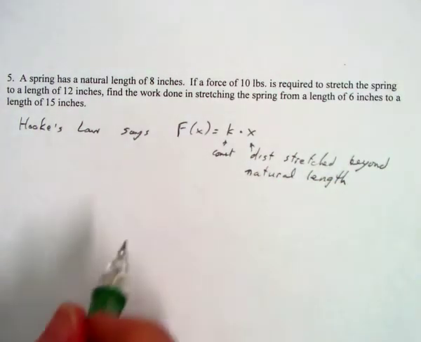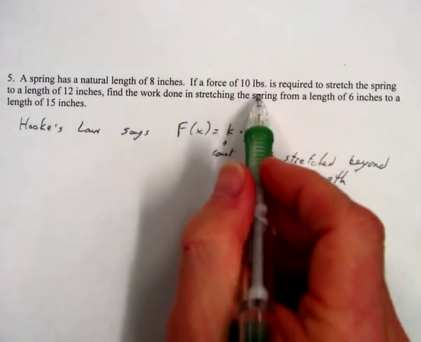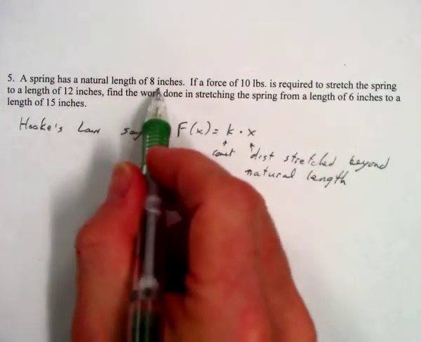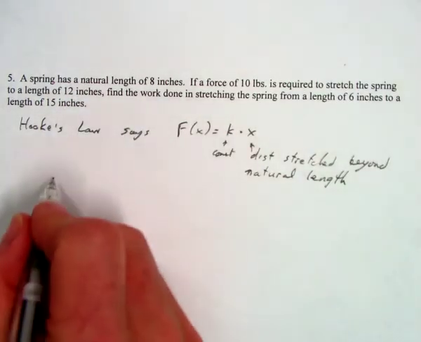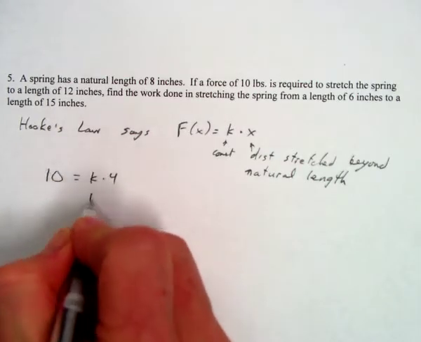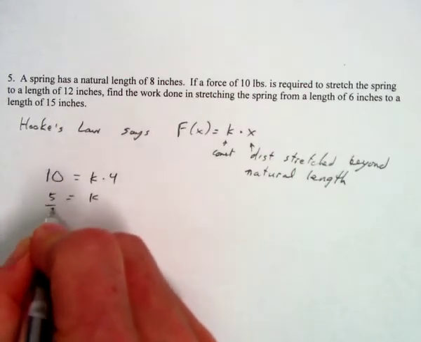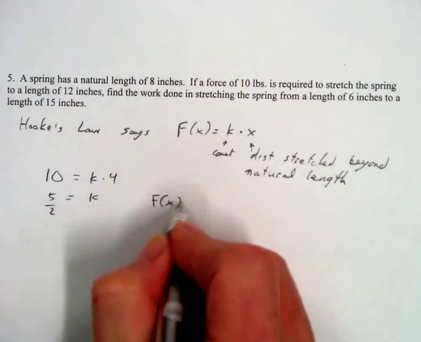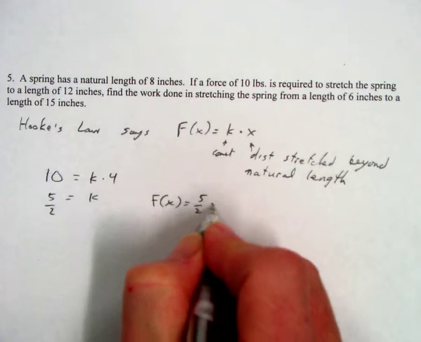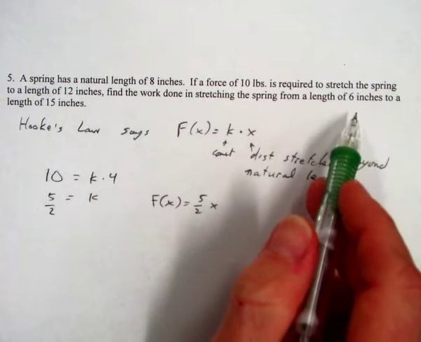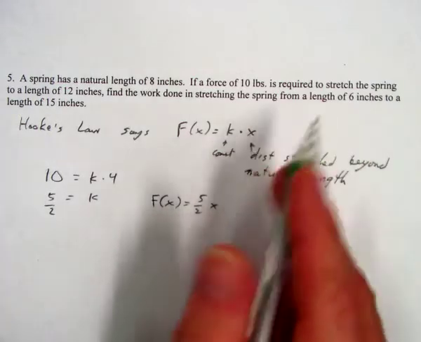So in this particular one, we have 10 pounds of force required to stretch the spring to a length of 12 inches, but it's 8 inches long, so it's going 4 inches past. So we'll have 10 equals k times 4, so k equals 10 over 4, or 5 halves. So that gives us our force equation. Force will be 5 halves x. Now we need to stretch it from 6 inches to 15 inches.